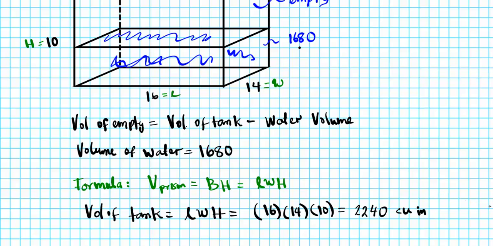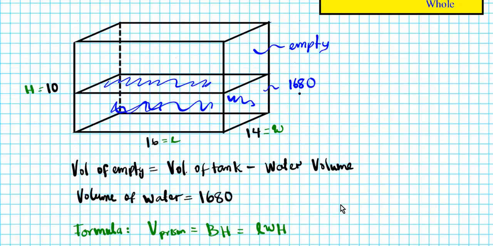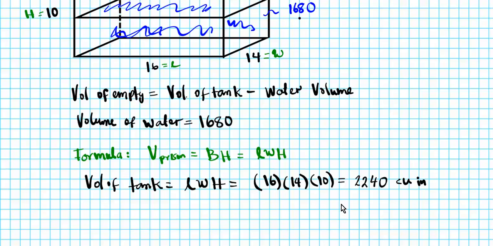Now, what is the volume of the empty portion of the tank? Scroll up a little bit. So, volume of the empty portion of the tank is simply the volume of the entire tank minus the volume of water. Okay, so volume of empty is volume of the entire tank, 2,240 cubic inches, minus the volume of the occupied portion of the tank, the volume of the water, 1,680. Answer, if you subtract these two, you get 560.